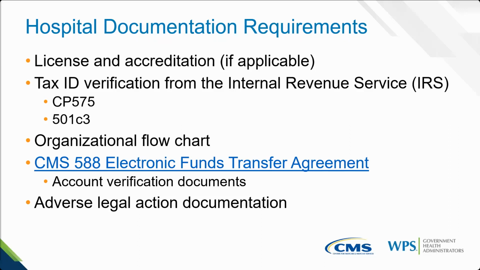The other thing I want to point out on that 588 is verify the information that's in there against your account verification documents. So voided check, bank letter that's signed, make sure you're including all of that. If anything has to be changed on a 588, we can't just accept the change on that form. We have to get an entire copy of that CMS 588. And then other documentation you're going to want to include is going to be that adverse legal action documentation, if anybody has anything to report.